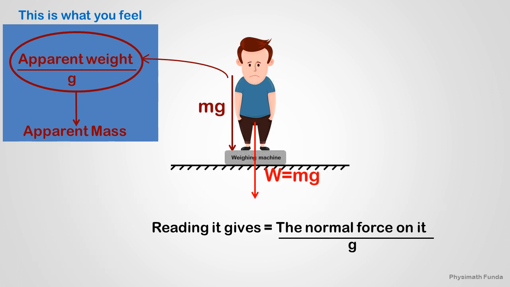Now you just stand on a weighing machine. See, the normal force acting on the weighing machine is not your weight. Your weight, which is shown by the red arrow, is acting on you. The normal force which is acting on the weighing machine is your apparent weight. So the reading it gives will be your apparent mass. So far in our discussions, apparent weight and weight are the same. Let us go further to see what happens.